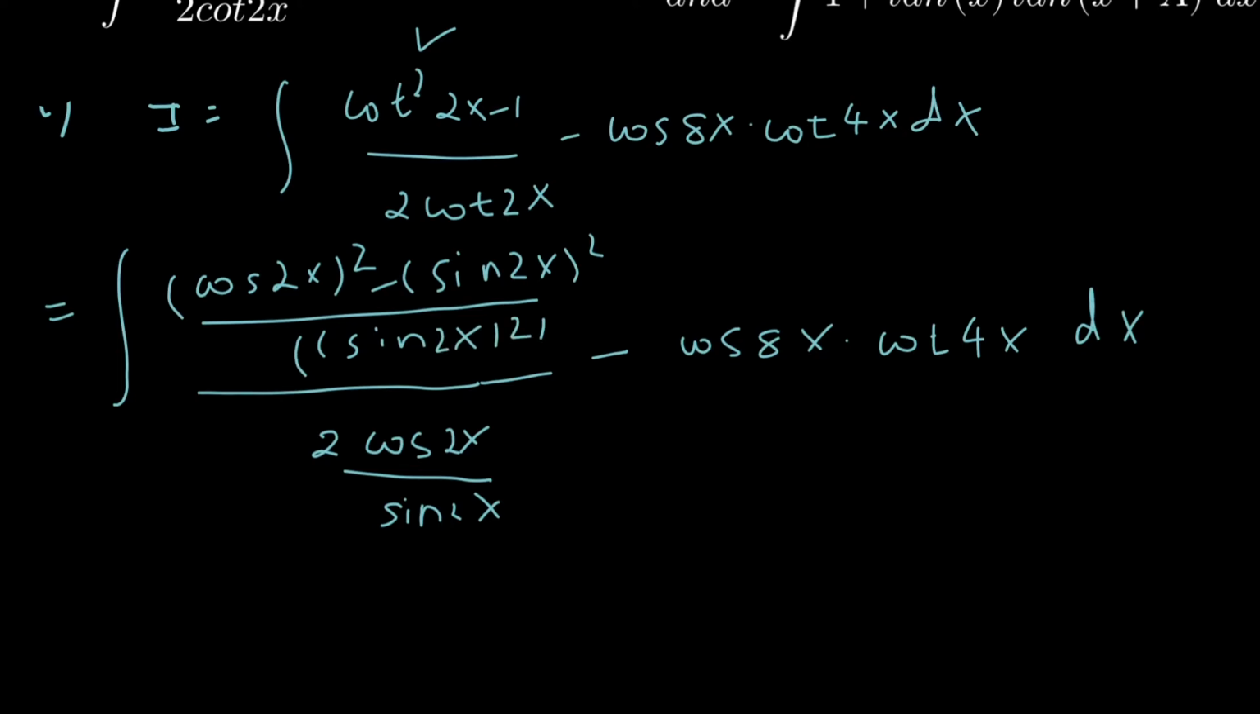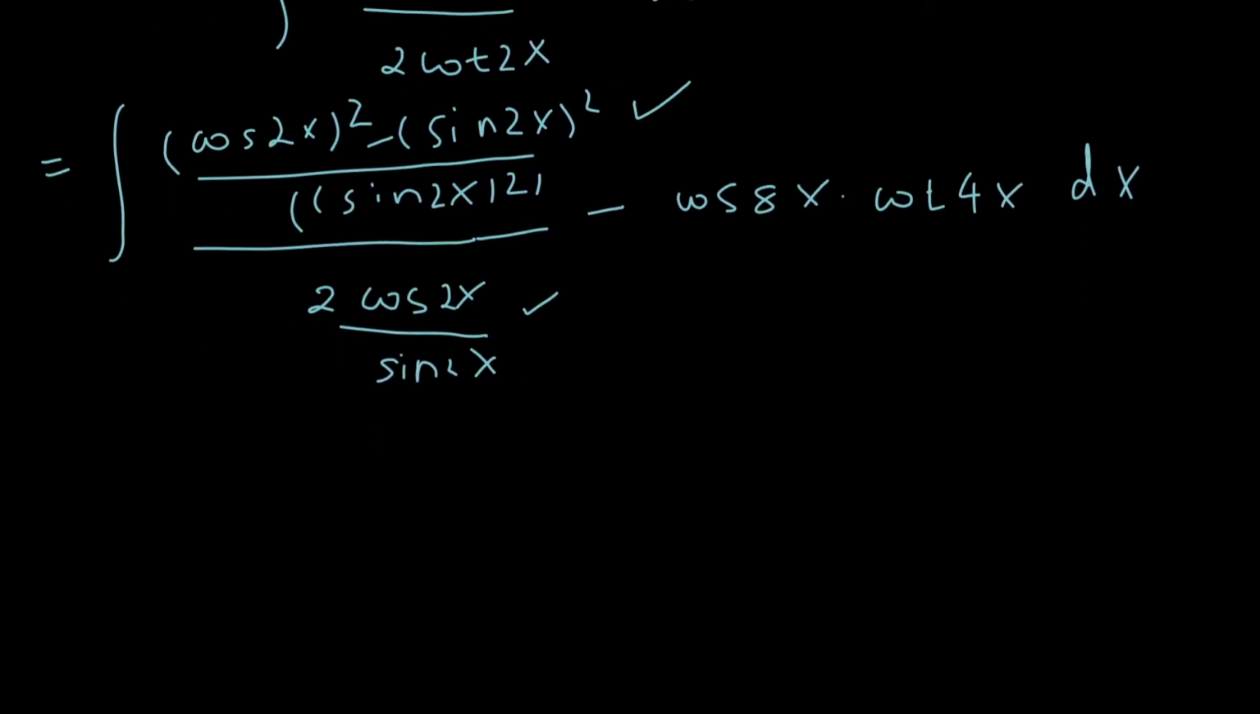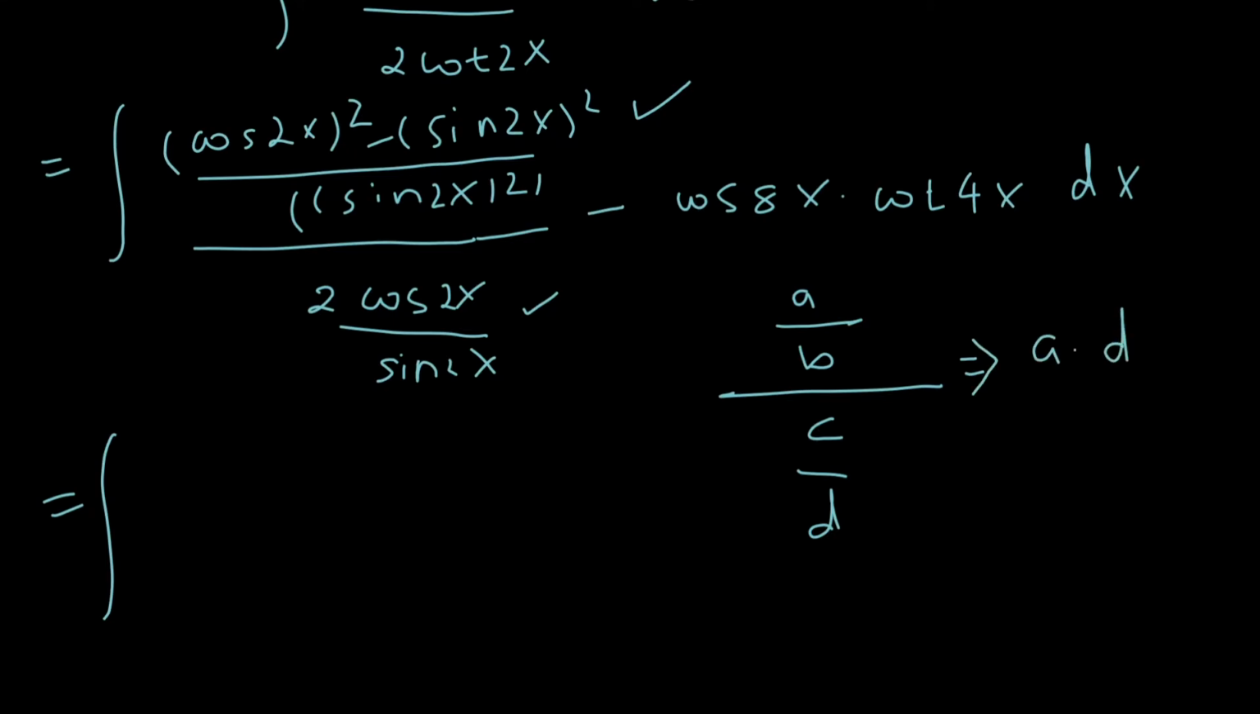Now what I can say is that a fraction is present in the numerator and one more fraction is present in the denominator. So this thing can be easily simplified. We all know this particular rule that a upon b the complete divided by c upon d can be written as a into d divided by b into c, okay? So the same thing we can do over here.